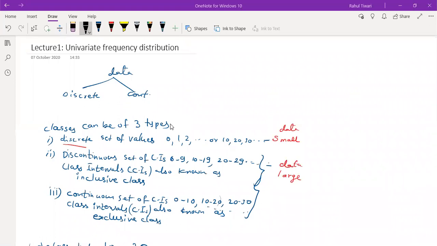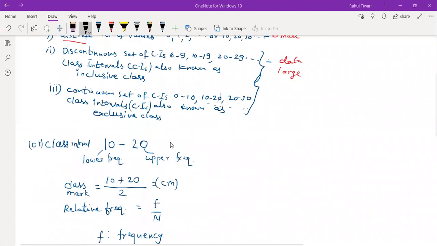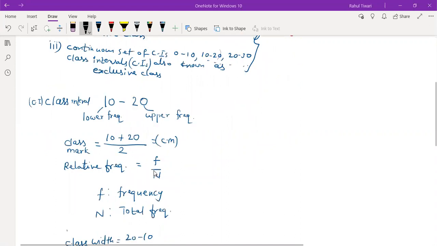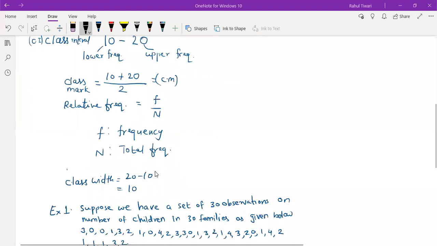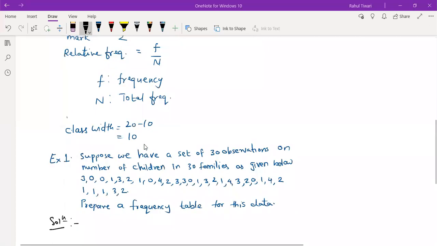Discontinuous and continuous data are used for large data, whereas if you have small data, one can go with the discrete class. These things are very important. There are many other things, but I have just discussed the very important part. Then we have an interval, lower frequency, upper frequency, upper value, lower value. Then class mark, which is the addition of upper and lower, divided by 2. Then we have the width, upper minus lower.